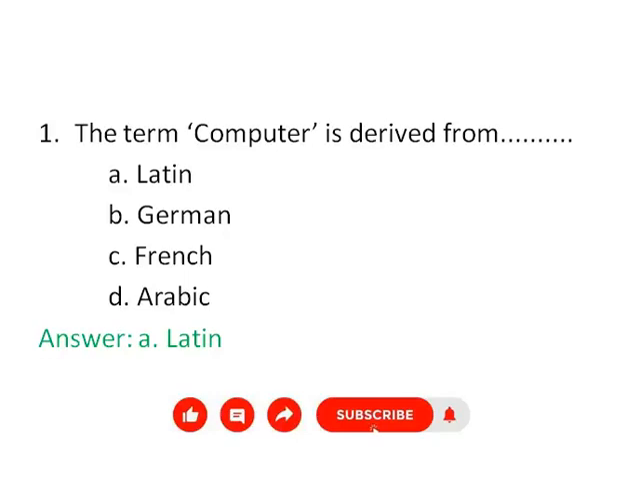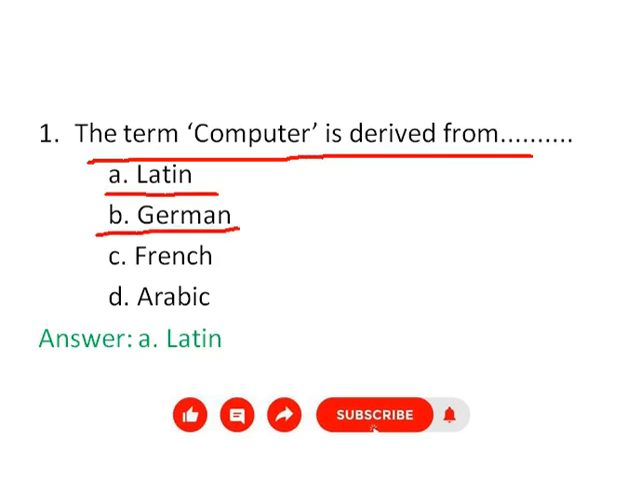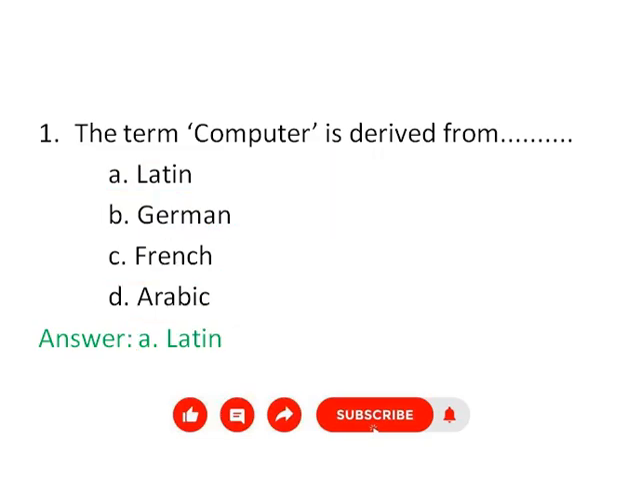Here we are discussing some important questions of computer fundamentals. Here first question is, the term computer is derived from option A Latin, option B German, option C French, option D Arabic. So our correct answer is option A Latin.